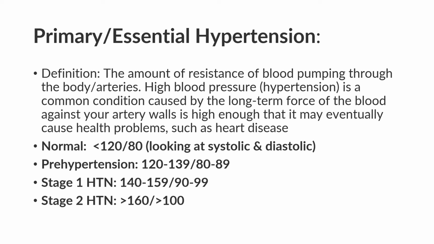The normal is 120/80 or less, looking at your systolic and diastolic. Pre-hypertension, of course, would be anything greater than 120 to 139. So within those numbers. And then you have stage 1 and stage 2. Stage 1 is 140 to 159, and stage 2 will be 160 over 100 and greater. Keep in mind this is the primary or essential hypertension.